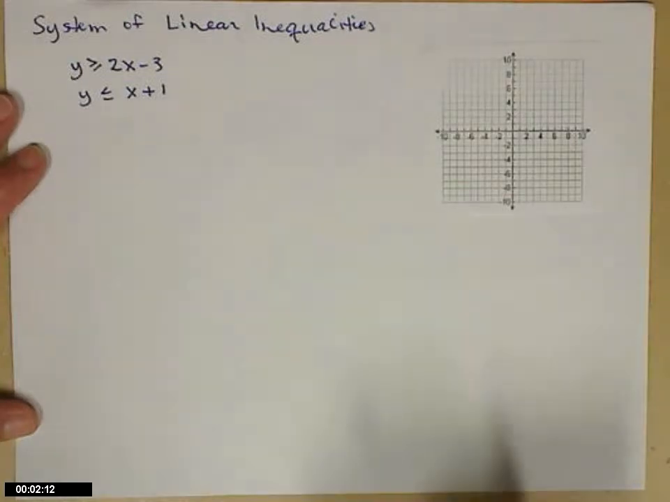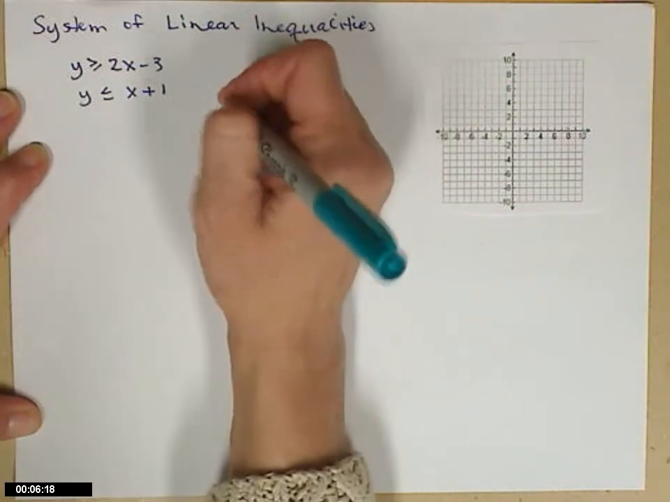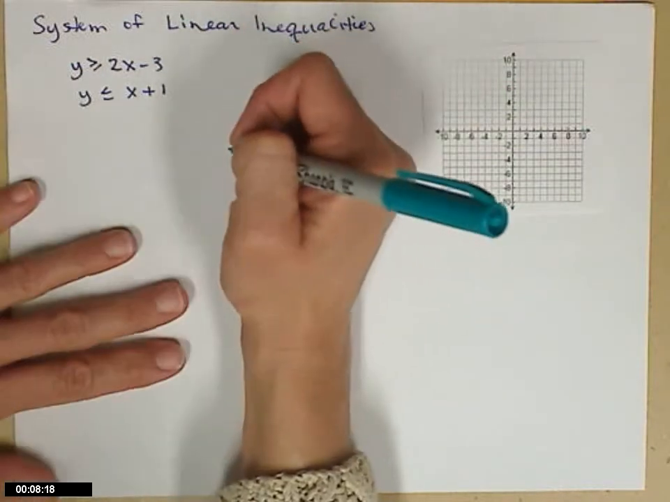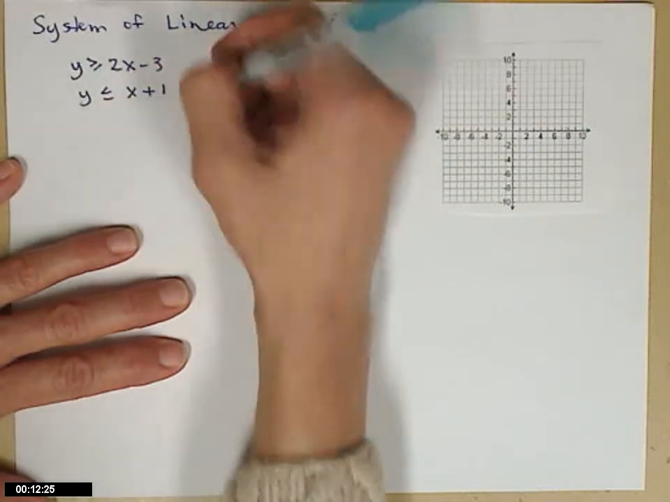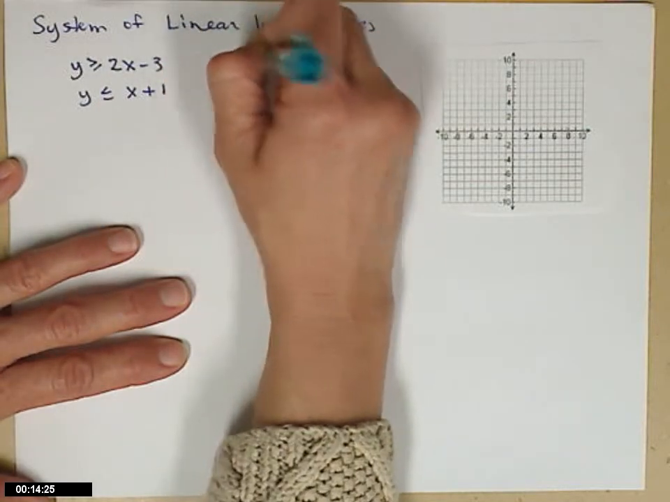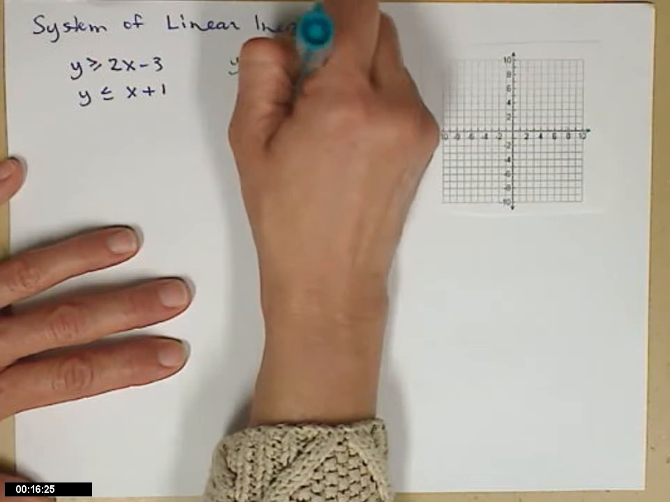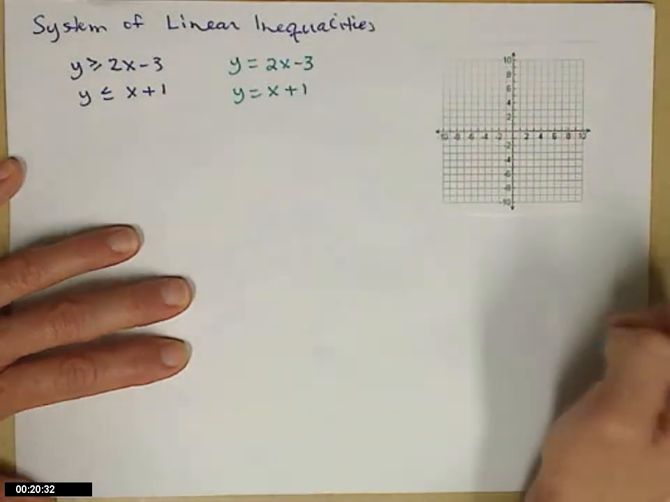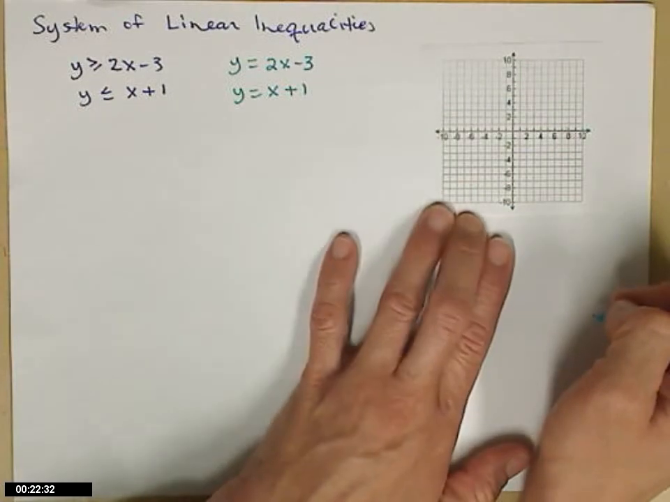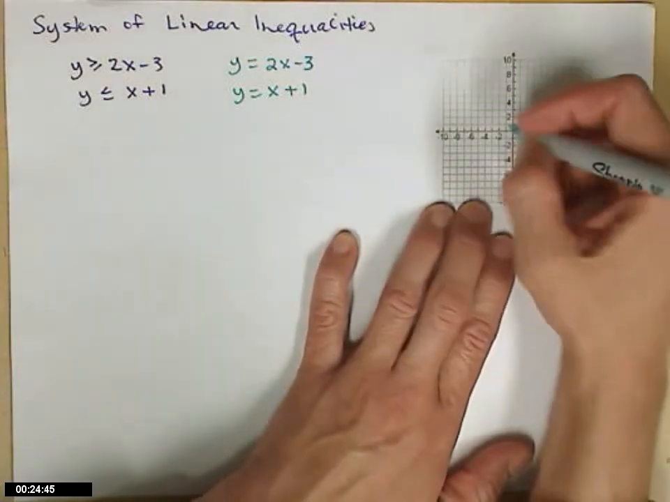So let's look at how we solve a system of linear inequalities. First thing we want to do is graph the corresponding equations. So we're going to change those inequalities to equal signs and graph these two equations. They're set up in y equals mx plus b form, so I'll take advantage.